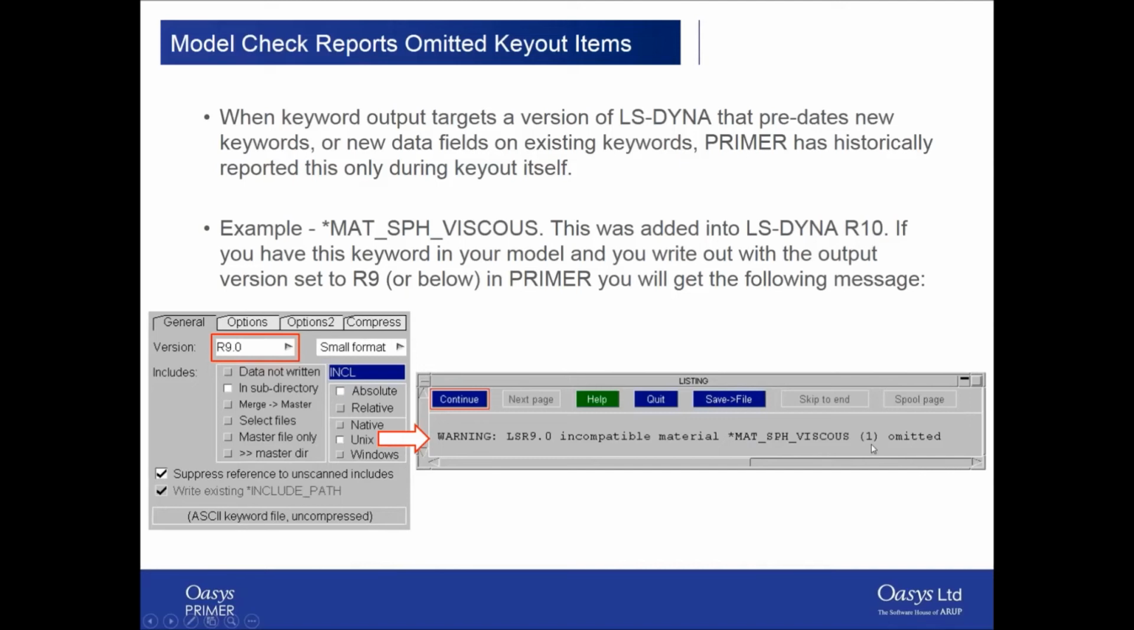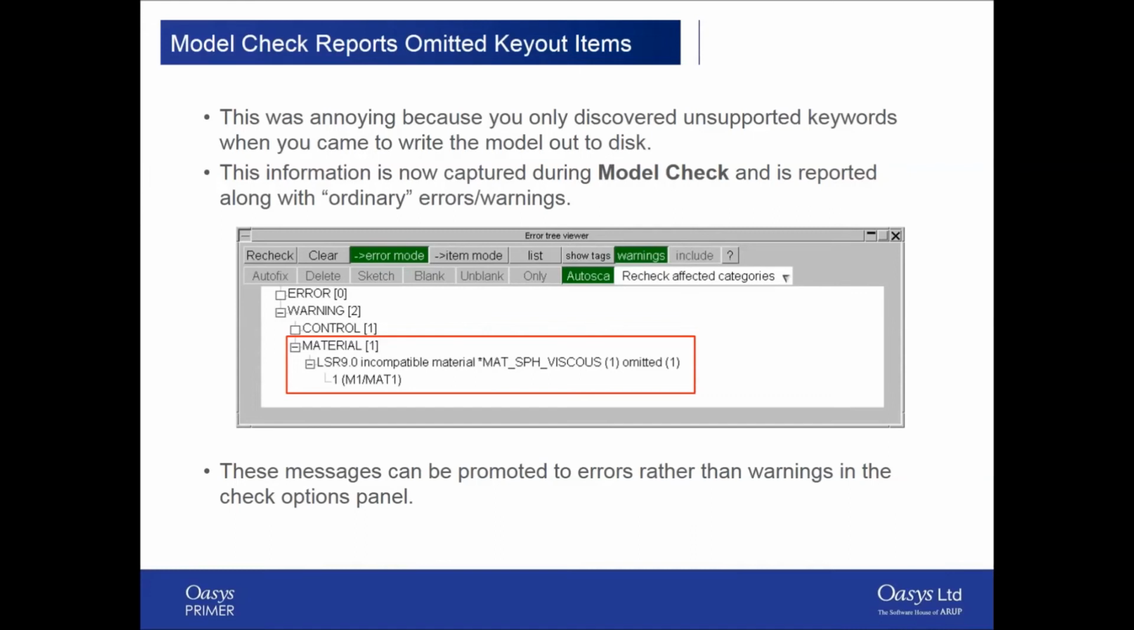That's all well and good, but it was slightly annoying that you only discovered this when you wrote the model out. So we've now incorporated this into model check. So when you do a model check now, you will get this along with the ordinary errors and warnings. And you can promote them to an error rather than a warning if you want to in the check settings. So you'll find this sort of thing early on now. If you're using a field on a keyword or using a particular keyword which is not supported in the version of Dyna that you're running in, you'll find that earlier on.